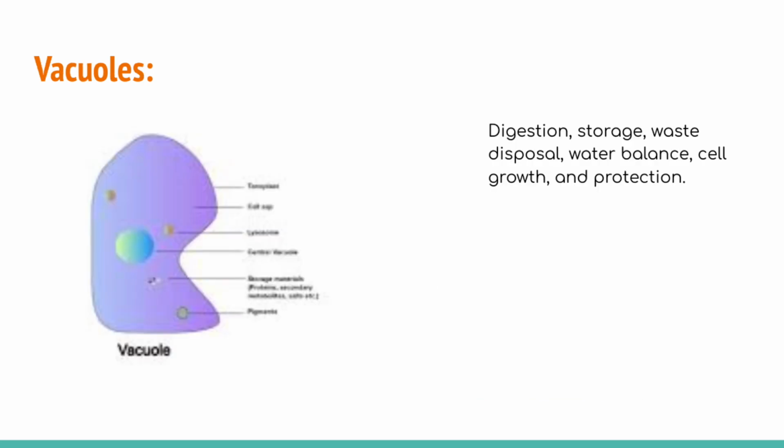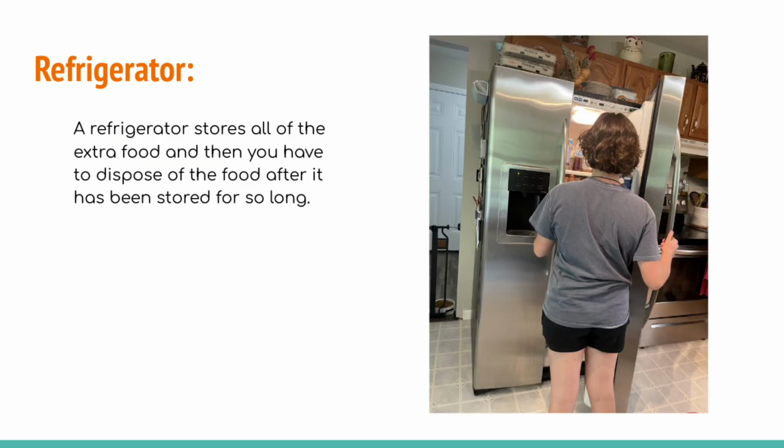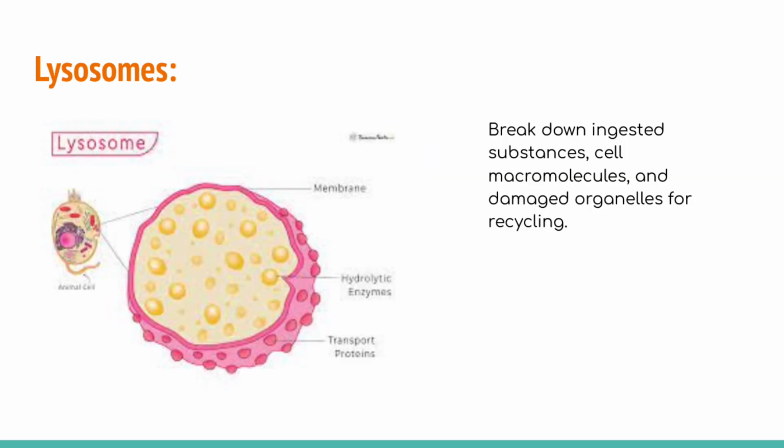A vacuole can and is used for digestion, storage, waste disposal, water balance, cell growth, and protection. A refrigerator is like a vacuole because a refrigerator stores all of the extra food and then you have to dispose of the food after it's been stored in the fridge for so long.